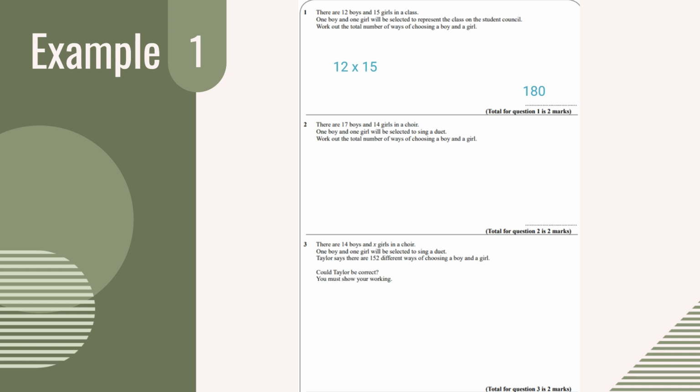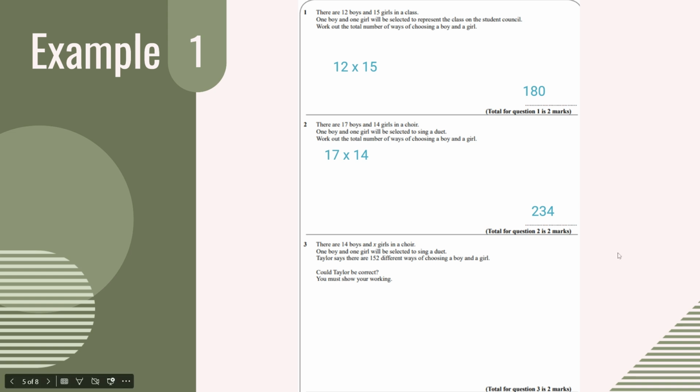In our second question, there are 17 boys and 14 girls in a choir. One boy and one girl will be selected to sing a duet. Work out the total number of ways of choosing a boy and a girl. And again, we do 17 times 14, which will give us an answer of 238. This is the total number of ways of choosing a boy and a girl.